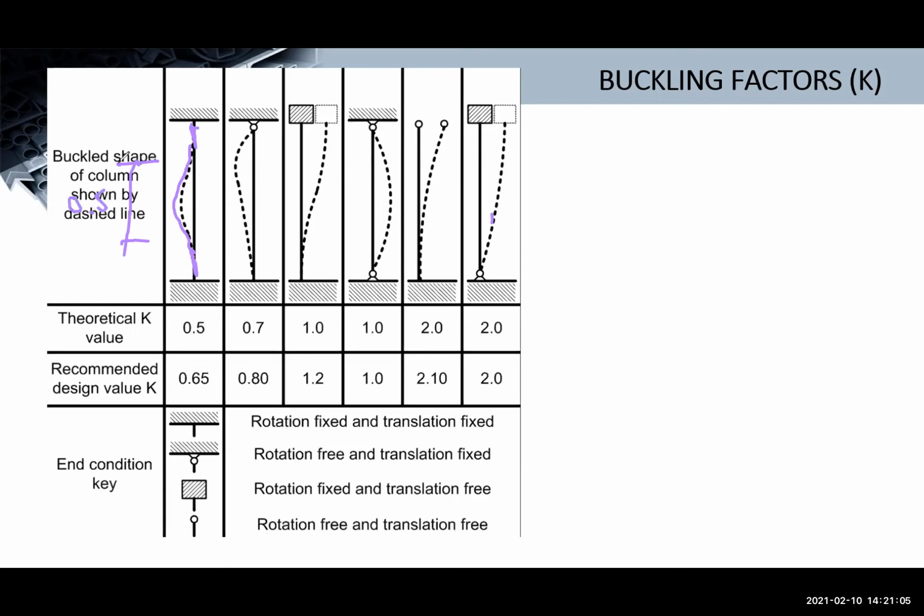Similarly, here it is fixed, so it is straight again here. And then this one is a hinge. With a hinge, we have rotation, so we have that. And we consider this length as 0.7. And so on and so forth. So, that is how we visualize where the value of K comes from. It is a multiplier of the entire length to get the buckling length of the column. Okay.